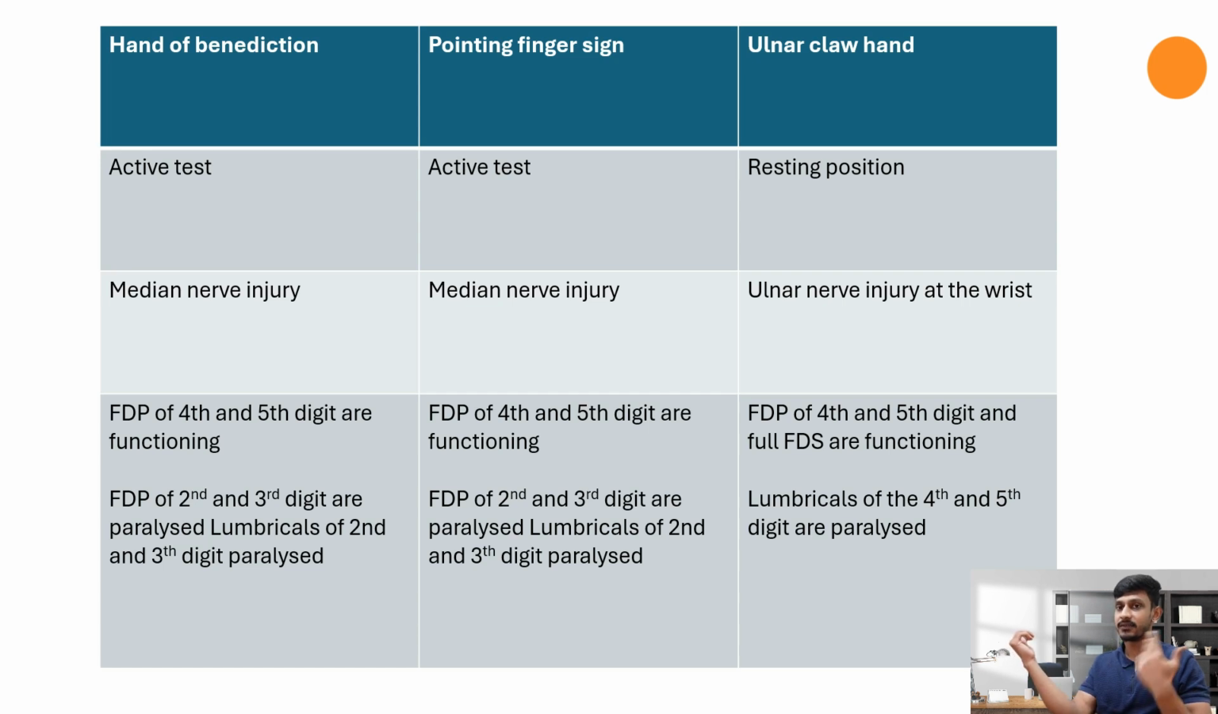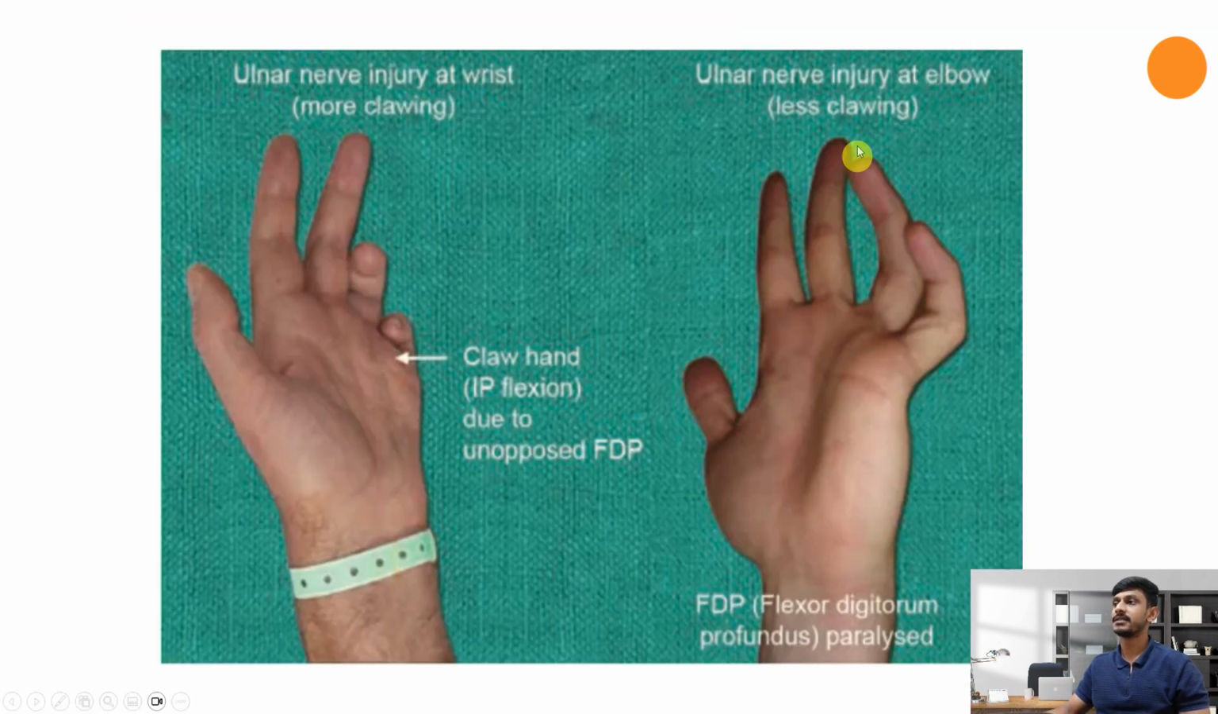So imagine there's injury at the level of the elbow. The nerve supply to the FDP is also cut off. The FDP is cut off, and the lumbricals of the fourth and fifth digit are also cut off in terms of ulnar nerve injury. So what happens is, there is less flexion at the digits and hyperextension at the MCP.